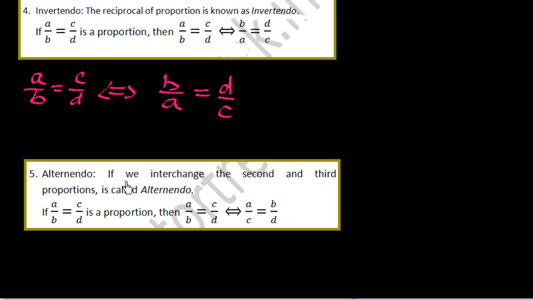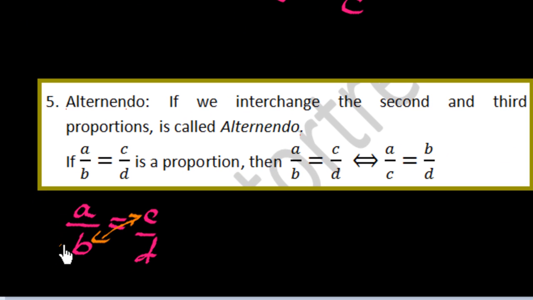Alternando is the last one. If we interchange the second and third proportionals, it is called alternando. So second proportional is B and the third proportional is C. So we interchange this. So we get here A over B is equal to C over D implies A over C is equal to B over D. So we interchange it this way. A over B is equal to C over D. So we interchange this. So we get here finally A over C is equal to B over D.